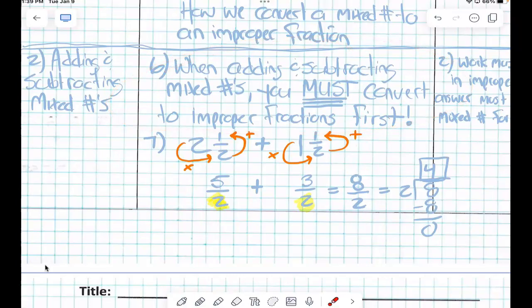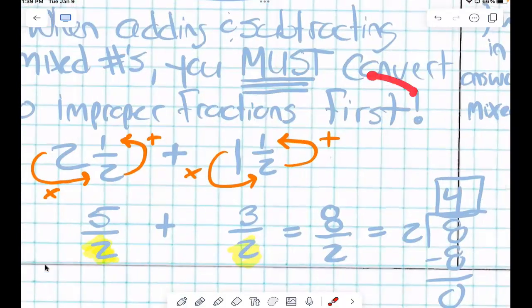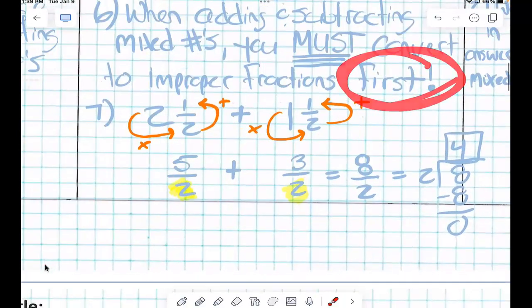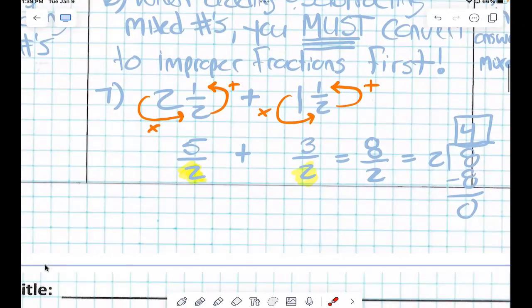Ready? 1, 2, 3. When adding and subtracting mixed numbers, you must convert to improper fractions first. So you need to convert to improper fractions first. So when you look at number 7, it was 2 1/2 plus 1 1/2, right? Yes. So immediately you know that they need to be converted to improper fractions using what method?